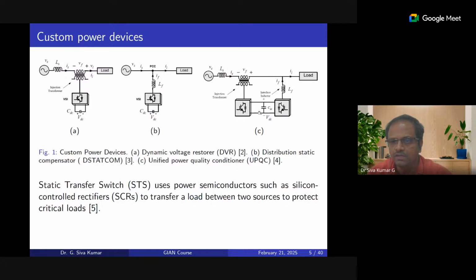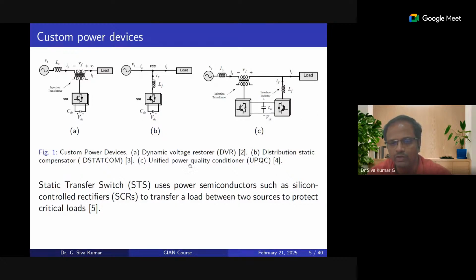And this particular DC link is not just the DC link. We need to support it by using a battery connector. Why do we require a battery? Suppose you are going for a DVR, it has to be supported with a battery. If you look into some of the papers, they show it as a capacitor, but it should be a battery only. Okay?